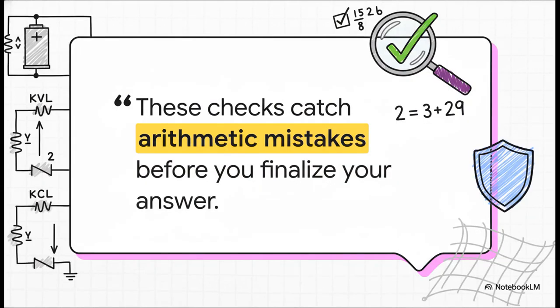And this is why this all matters so much. These checks are designed to catch those simple arithmetic mistakes before you finalize your answer. So really, don't think of KVL and KCL as some big, complex laws. Think of them as your personal safety net. They're what guarantees you hand in a perfect solution every single time.